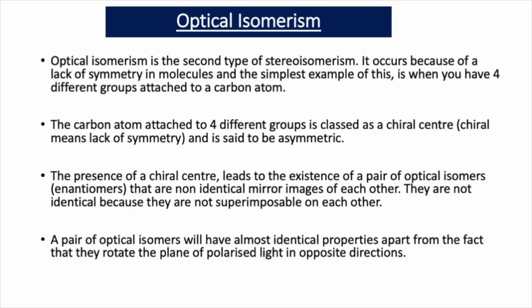Now, the presence of a chiral center, a carbon next to 4 different groups, leads to the existence of a pair of optical isomers. These are called enantiomers. Now, these enantiomers, or optical isomers, are non-identical mirror images of each other. We say they're non-identical because they cannot be superimposed one on top of the other. Now, a pair of optical isomers will have almost identical properties, apart from the fact that they rotate the plane of polarized light in opposite directions.